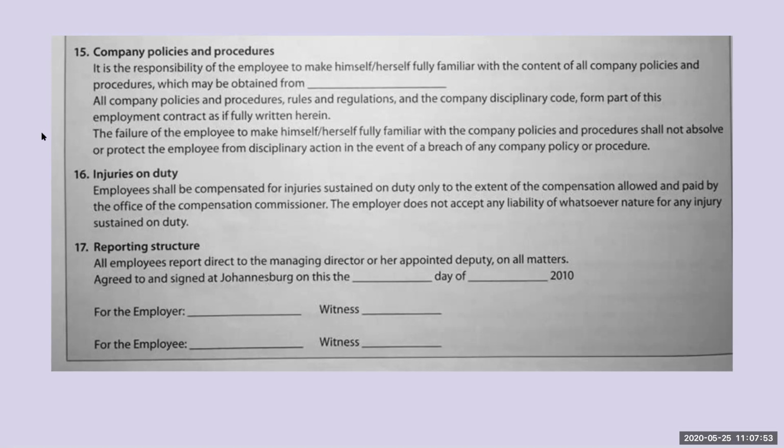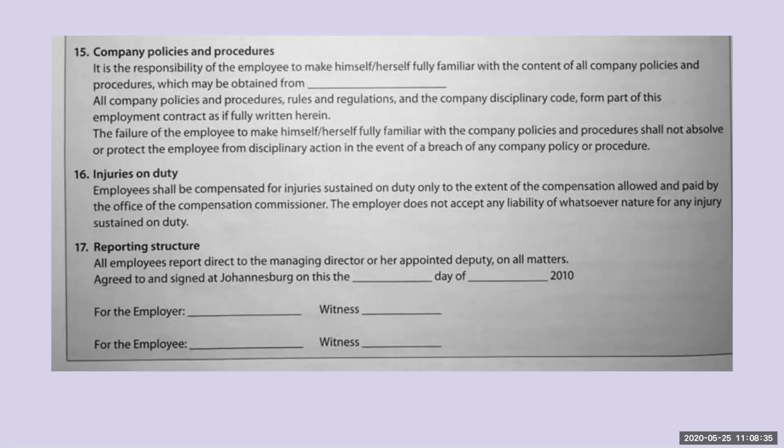It's not your boss's job to sit you down and say, hey, look, okay, you have to dress this way and this way and this way. They can just say, look, here's the code of conduct, go and read through it. And then it's your job to actually do it. All company policies and procedures, rules and regulations, and the company disciplinary code form part of this employment contract as if fully written herein. The failure of the employee to make himself or herself fully familiar with the company policies and procedures shall not absolve or protect the employee from disciplinary action in the event of a breach of any company policy or procedure.